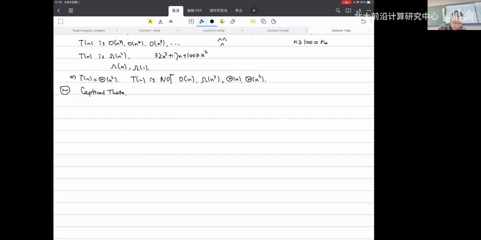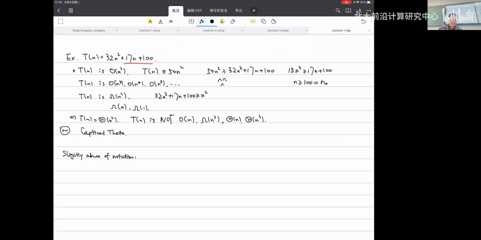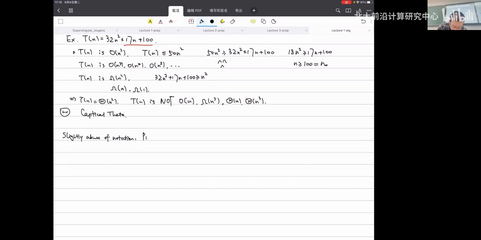There is one thing I want to emphasize: we slightly abuse the notation here. What do I mean by that? I write that T(n) equals O of n squared. But if we want to do everything rigorously from a mathematical perspective, a precise notation would not use the equal sign. We should have written T(n) belongs to O of f(n). So the equality here can give some confusion.